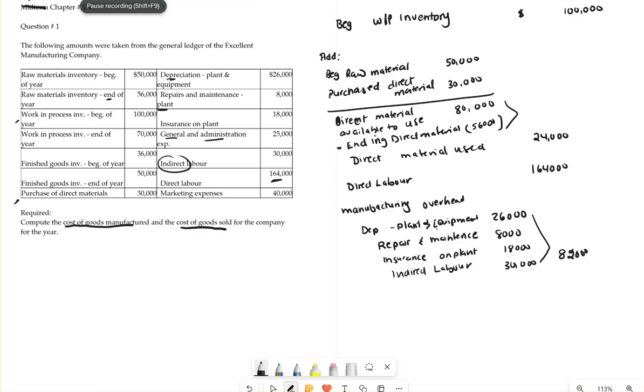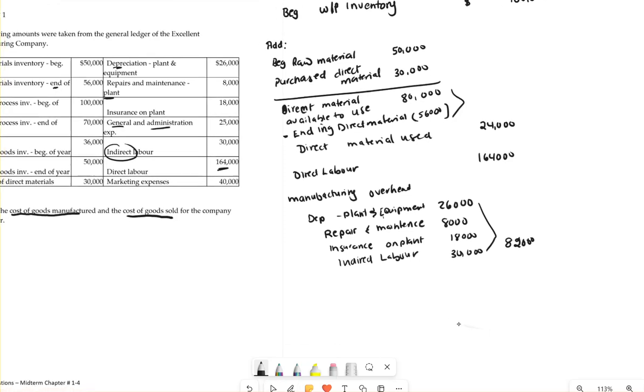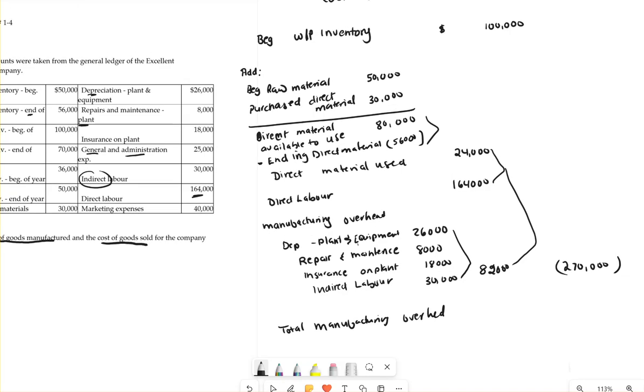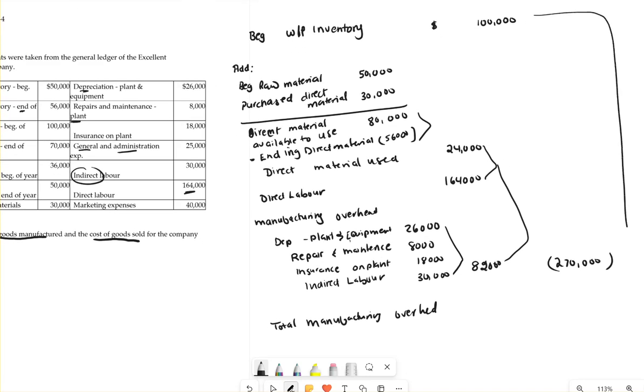Now what happens in this case? If I add my total manufacturing overhead, these three numbers, I get 270,000, and I add it to my beginning work in process. Sorry, I don't know why I did a minus, I add it to my manufacturing overhead.